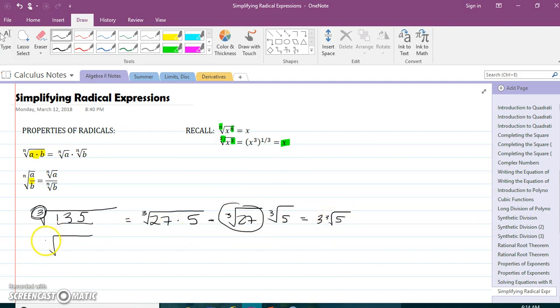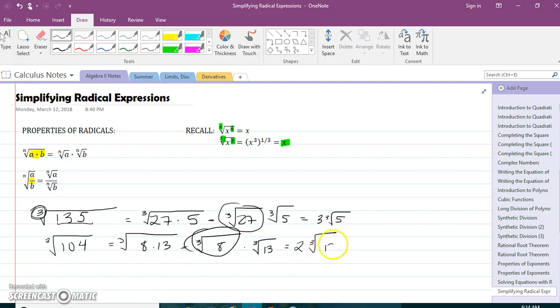Another one is, what if I have the cube root of 104? That could be the cube root of 8 times 13, which is the cube root of 8 times the cube root of 13. And the cube root of 8 is a perfect cube, so 2 times the cube root of 13. So that's just a review with numbers.